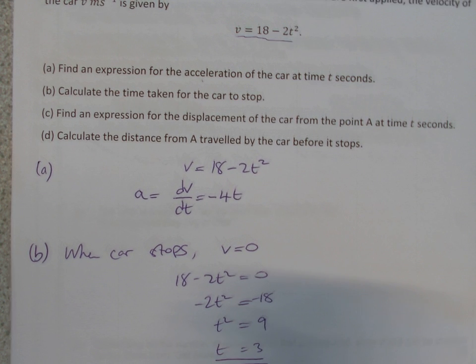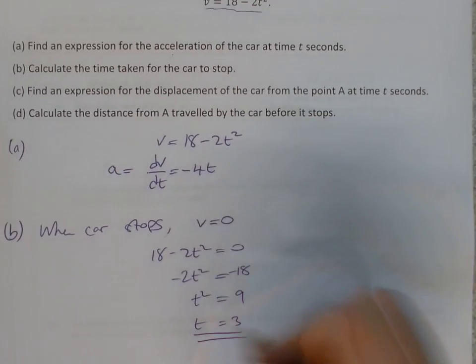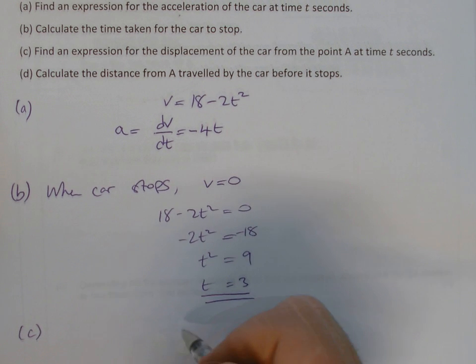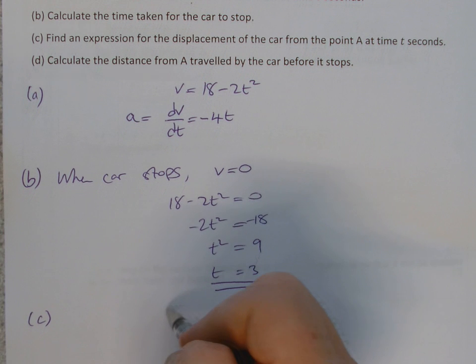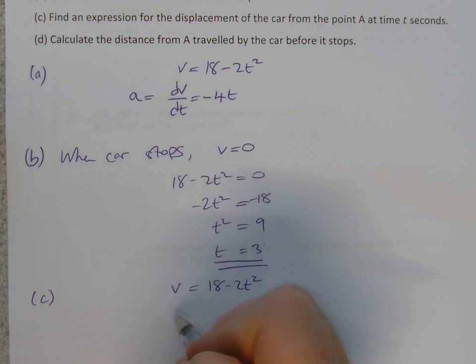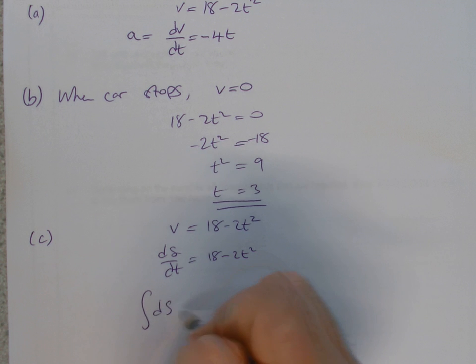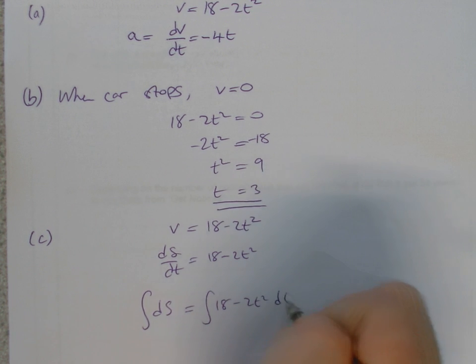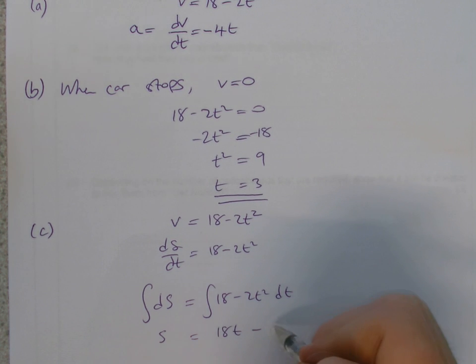Part C then, find an expression for the displacement of the car from point A at time t seconds. So, to get an expression for the displacement, you're going to have to go back to v. Rewrite this as the derivative of the displacement, so ds/dt. Now separate the variables, so you get ds on one side, 18 minus 2t squared dt on the other. So integrate this, you get s equals 18t, minus 2t cubed over 3, plus c.